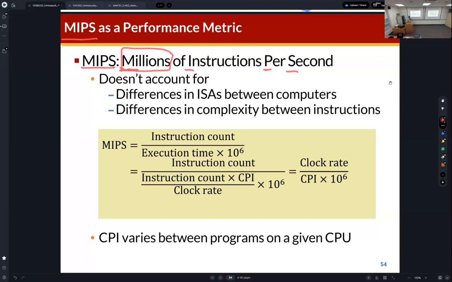So what does that mean? If the MIPS is high, it means performance is also high, right? More instructions can be executed by a computer, so the performance can be high. So we use MIPS as another performance metric. But sometimes we cannot use MIPS as a performance metric. Why?